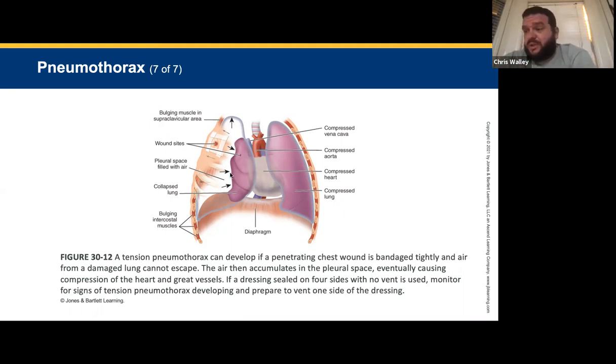Now, if you'll notice what's wrong here, that is a four-sided occlusion. How is it going to let pressure out? It needs to burp. Back in the day, what they used to tell us is we would do a four-sided and we would burp it every so often.